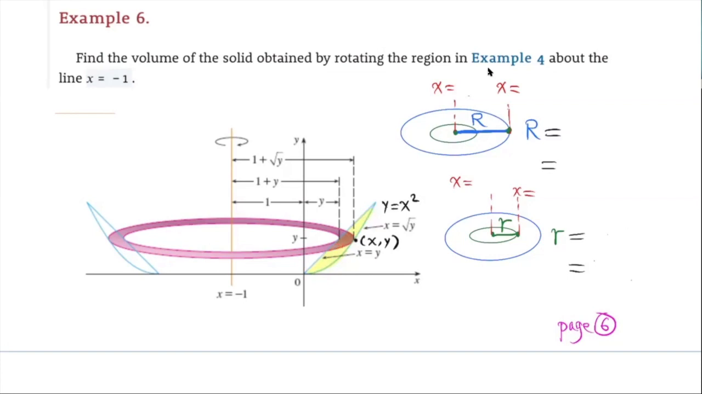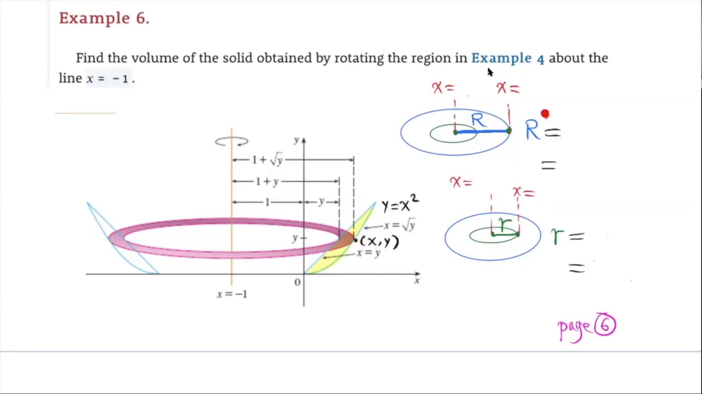You're going to rotate this region about this vertical line x equals -1. So we get a solid like this. Think about a solid like that. Now we try to find the volume of this solid. Then we're going to slice it horizontally. Each slice is like a washer. For a washer, it's going to be the cross-sectional area times the thickness. The thickness over here is going to be delta y, so dy.